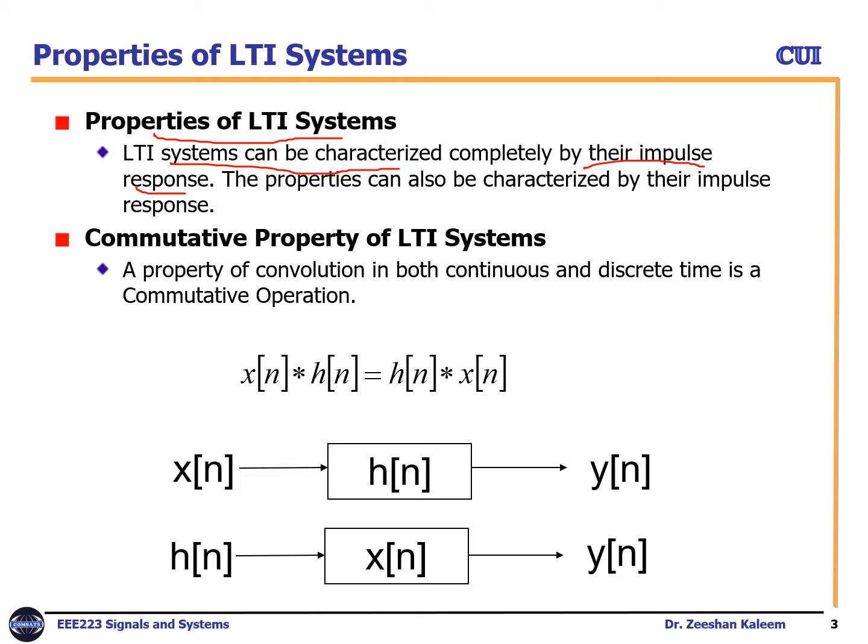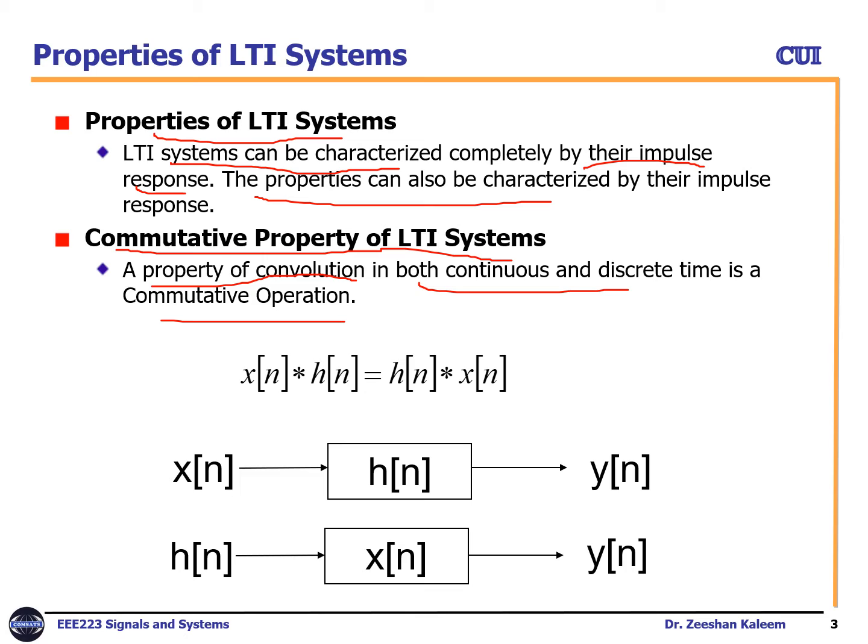Similarly, the properties can also be characterized by their impulse response as well. So let's see the first property, which is the commutative property of LTI systems. All these properties are very important to solve convolution problems, and they will be helpful for problem solving. For example, convolution, in both continuous and discrete time, is a commutative operation.